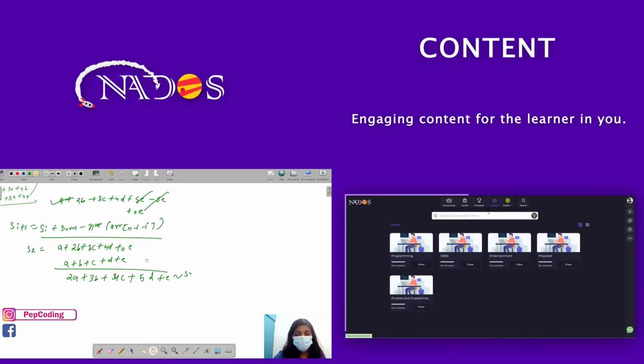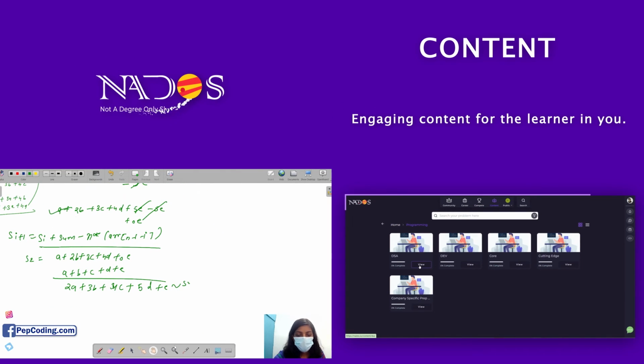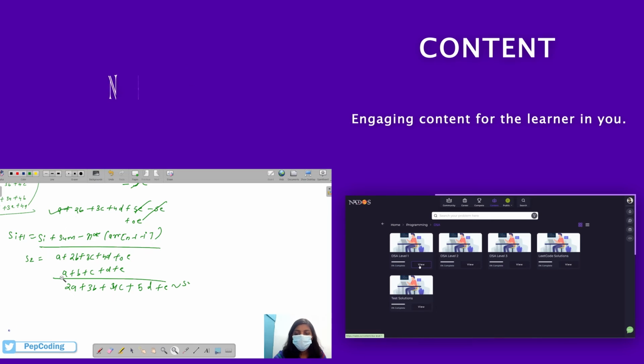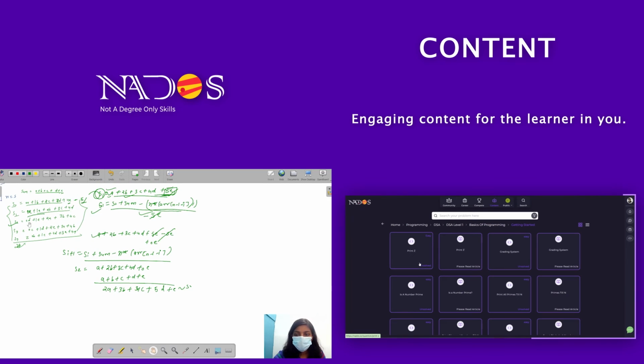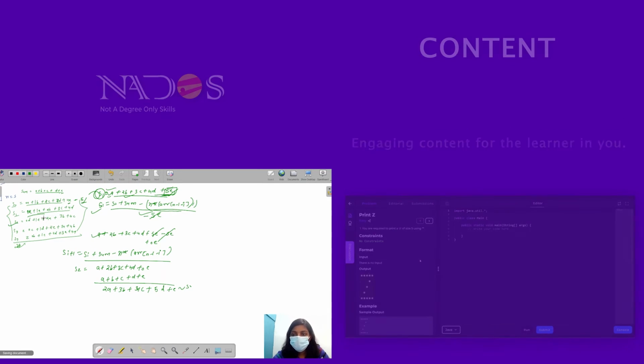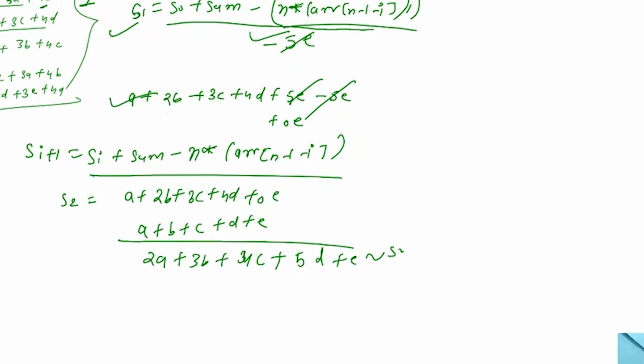Sorry, which is nearly equal to S2, right? This answer is nearly equal to S2 now. As you can see here, my S2 is equal to 0D plus 1E plus 2A plus 3B plus 4C. So I have 2A, 3B plus 4C plus, sorry, 1E. Plus 1E. And I have 5D. So my 5D will be nearly equal to 0.